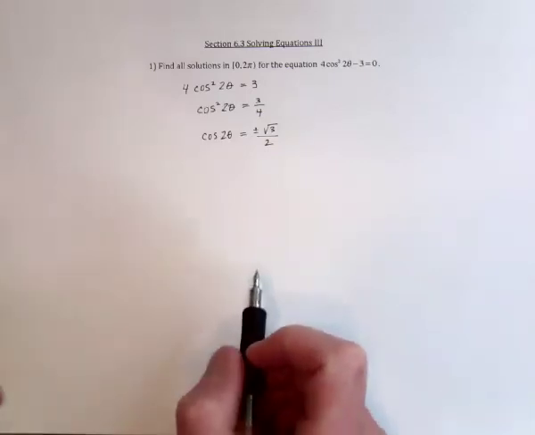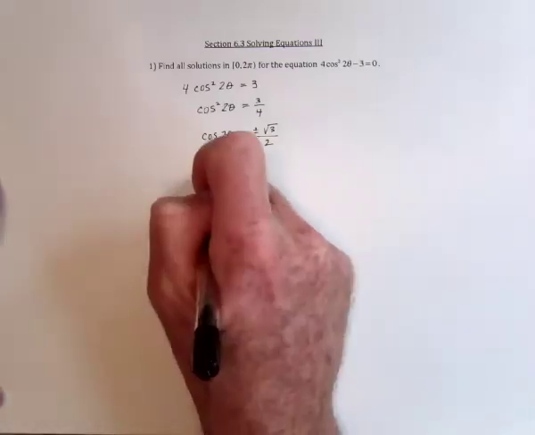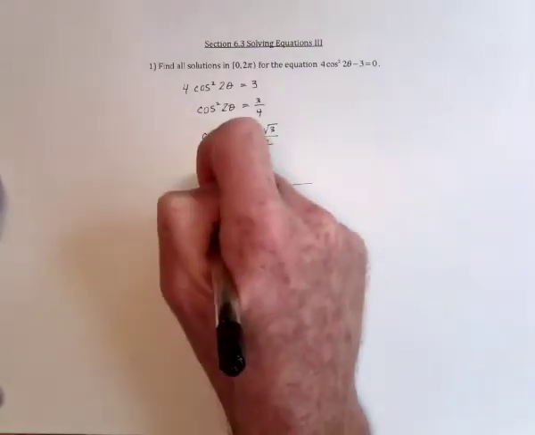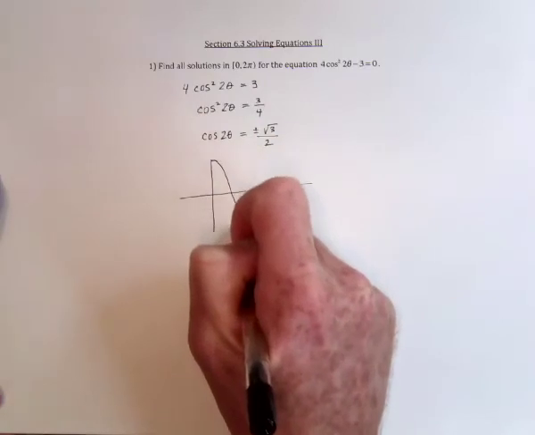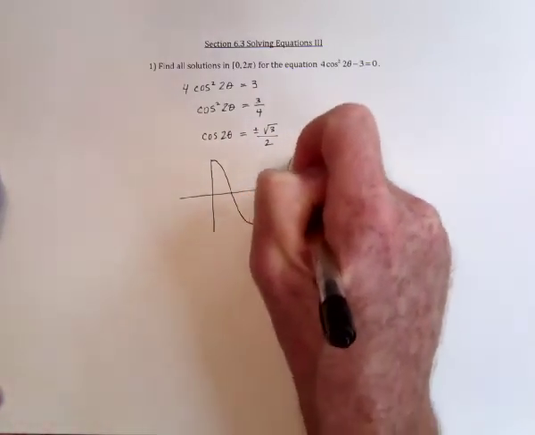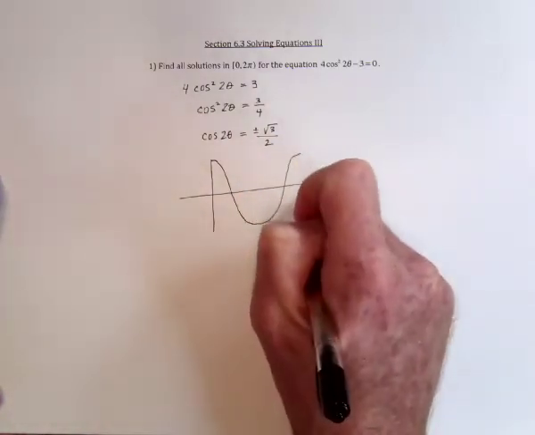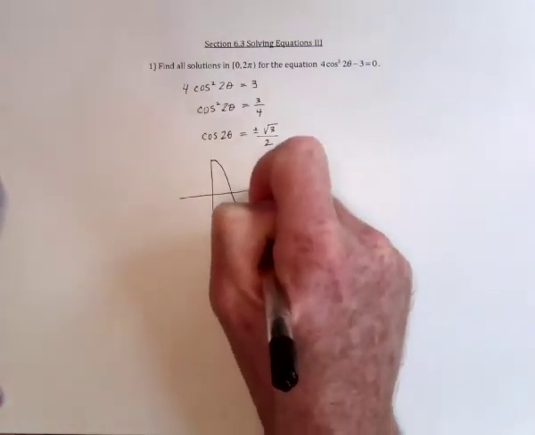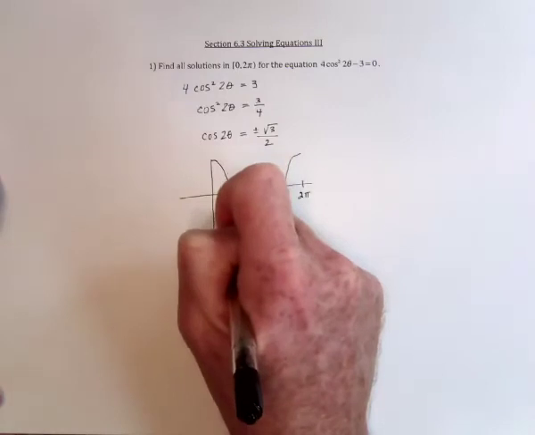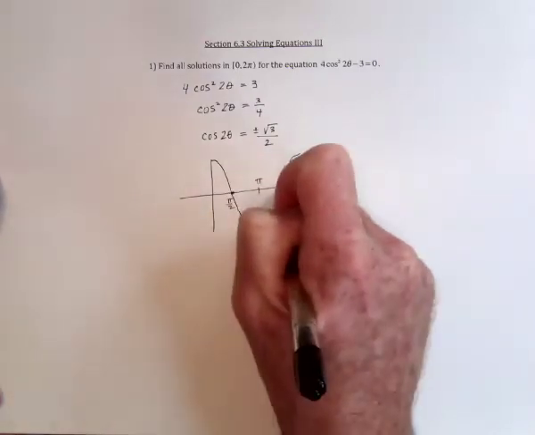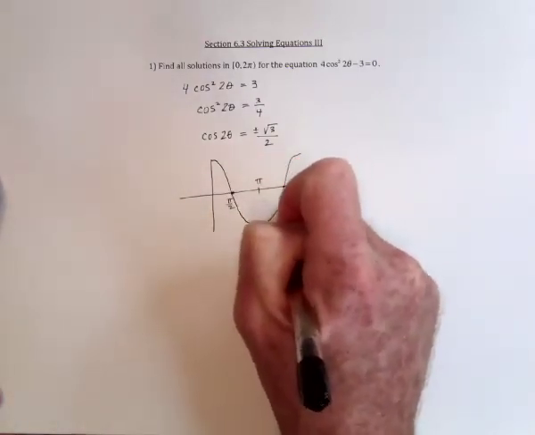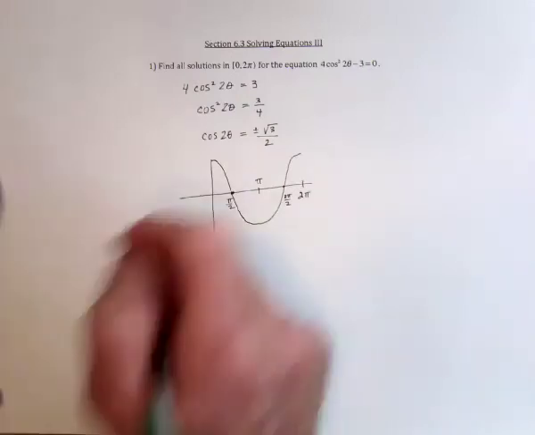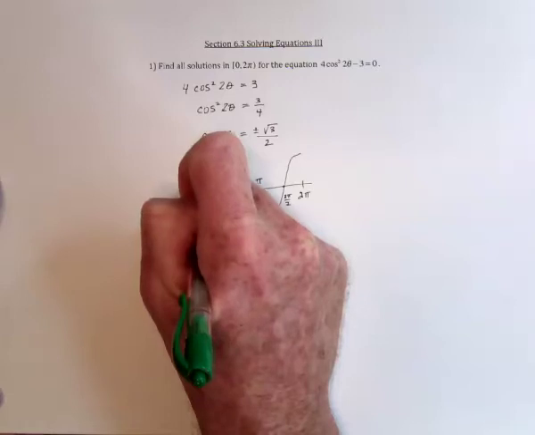So on the face of it, this is saying, take a look at the cosine graph, just the regular cosine graph. Don't worry about 2 theta until later. So here's the regular cosine graph. And then when is it equal to the square root of 3 over 2?